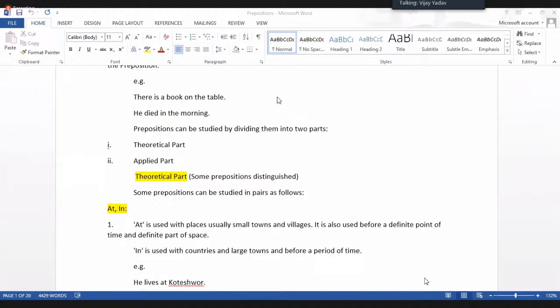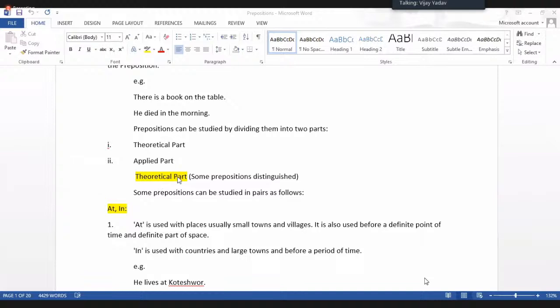See, all of you are familiar with prepositions: at, in, on, of, under, over, above, below, between, among, etc. So prepositions can be studied by dividing them into two parts. One is the theoretical part, another is the applied part.